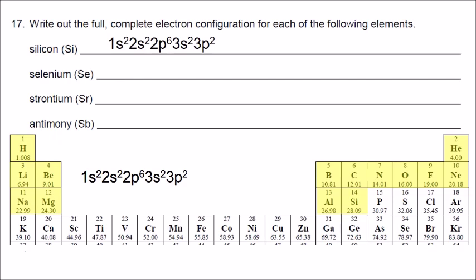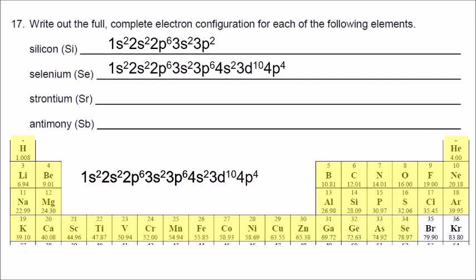Moving on to selenium, we have 34 electrons. So if we stop at 3p6, that would be at argon. Let's keep going. 4s2 would stop at calcium. Let's do a little bit more. 3d10 would stop at zinc. And finally, to get to selenium, it's going to be 4p4. So that is the electron configuration for selenium.